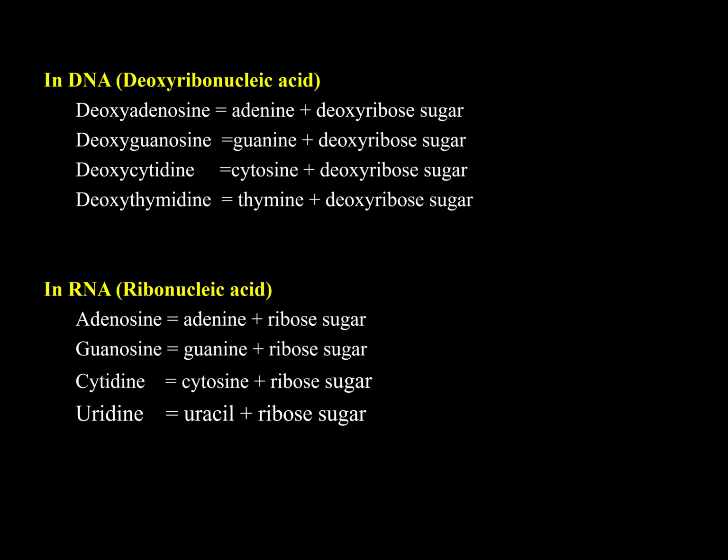Now we see examples in DNA. In DNA, the sugar is deoxyribose, so nucleosides are called deoxynucleosides. For example, deoxyadenosine is formed by adenine plus deoxyribose. Deoxyguanosine is formed by guanine plus deoxyribose. Deoxycytidine is formed by cytosine plus deoxyribose.